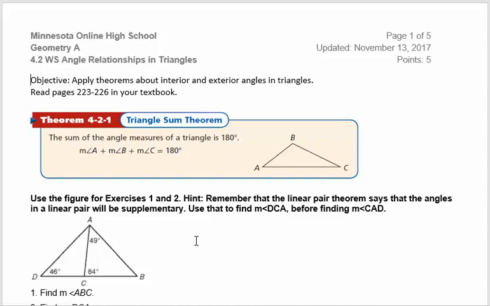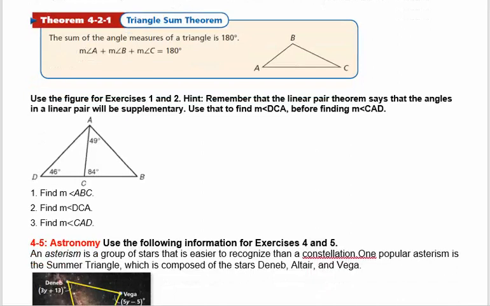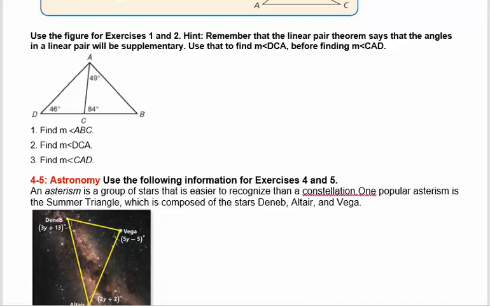So the triangle sum theorem, we've talked about this before, is that the sum of the angle measures of a triangle is 180 degrees. This comes in very handy, and you can use it to find the missing angle measures in a triangle. So in numbers 1, 2, and 3, we're going to use this triangle to find the measures of some of the missing angles.